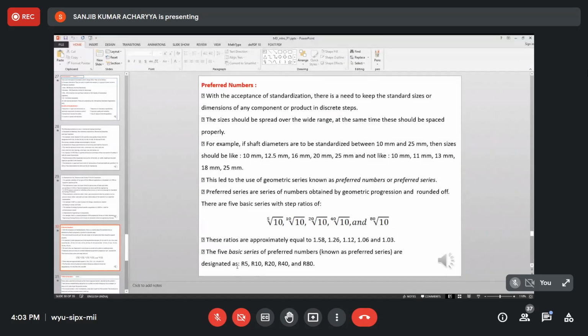Preferred number is another issue. For standardization, we require to produce items in a discrete manner, not continuous manner. Not all the dimensions will be manufactured.